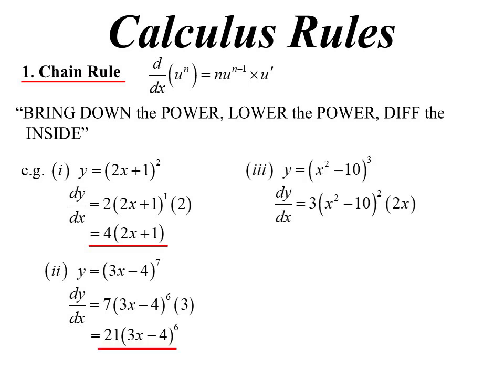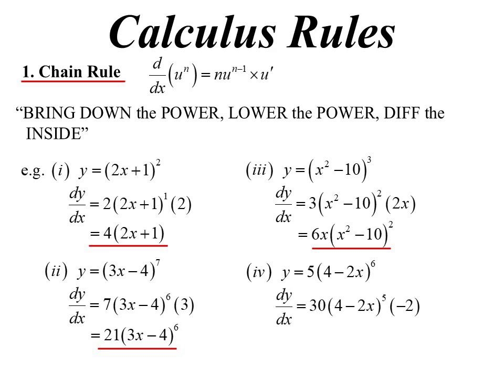x squared minus 10 cubed. Bring down the power. 3. Lower the power. 2. Expel the derivative. 2x. Oh, there it is. 6x, x squared minus 10 to the power 2. I'm not going to bother expanding it out. That's my answer. Ooh, 5's out the front competing. That's all right. When we bring down the power, we just multiply the 6 with a 5 and we get 30. Bring down the power. 5 times negative 2, negative 60.